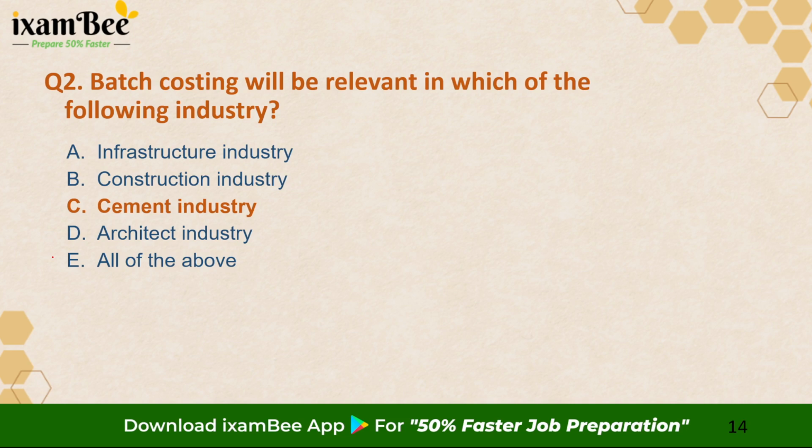So let's look at the answer. The answer here is cement industry. You can imagine the cement bags, right? It's a homogeneous product which is produced in bulk in batches.